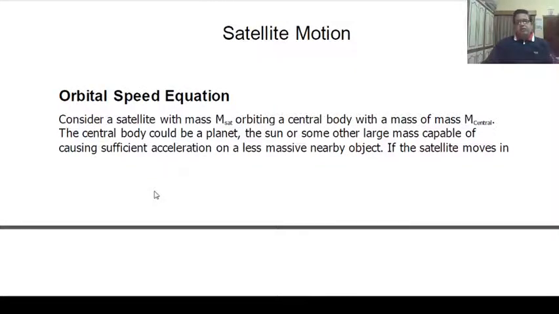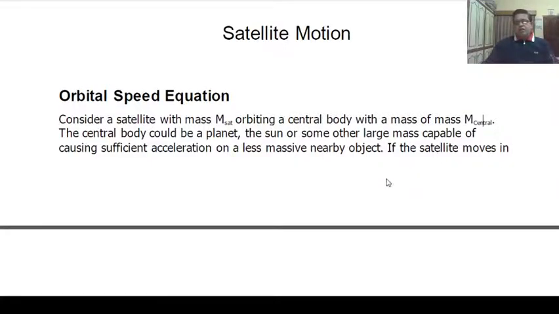Satellite motion. Orbital speed equation. What is the formula for the orbital speed of geostationary satellites? Consider a satellite with mass M satellite orbiting a central body with a mass of M central. The central body could be a planet, the sun, or some other large mass capable of causing sufficient acceleration on a less massive nearby object.